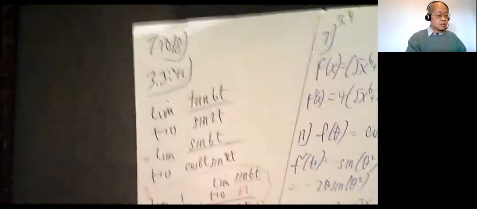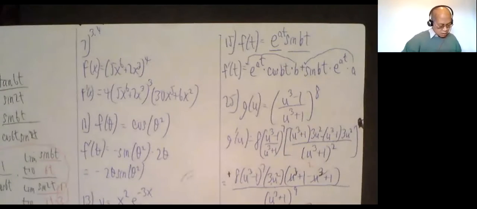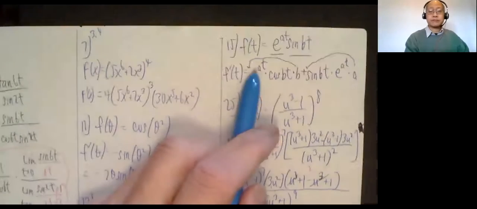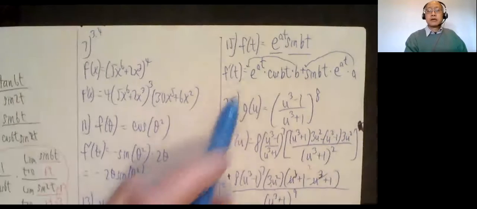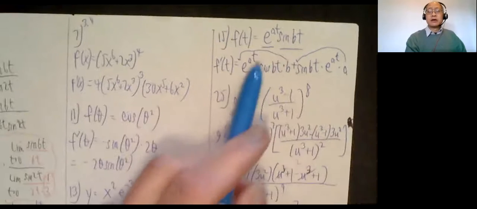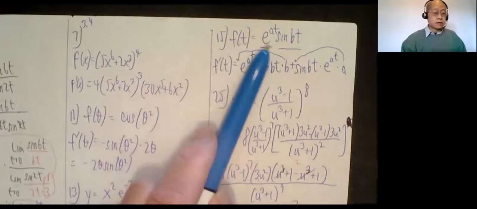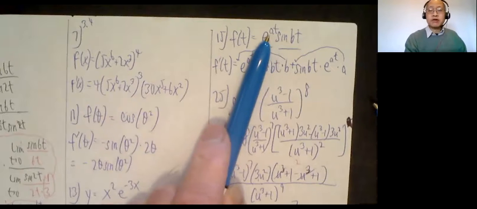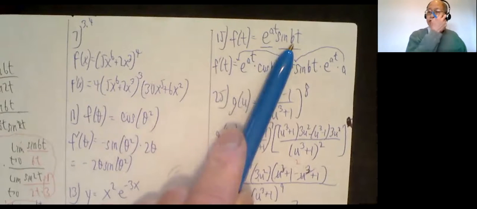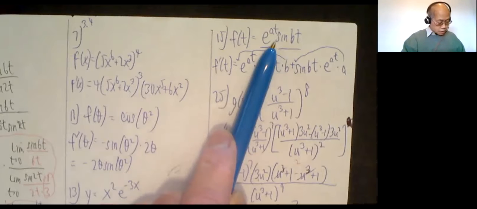Okay, so let's move on. I'll do some more complicated ones. Number 15: e to the at sine of bt. Oh boy, so there's a lot of stuff going on here. There's a chain rule for this exponential, there's a chain rule for the sine, and there's a product. So you have to deal with the whole thing.